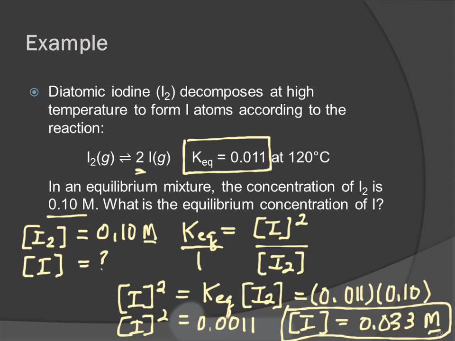You have to understand how to write the equilibrium expression from the balanced chemical equation. Products over reactants raised to the powers of their coefficients. Then look at the information that you're given. Sometimes they ask you for KEQ. They give you all the concentrations. Then you just plug the numbers in and do the math. If they're asking you for a concentration, then you have to rearrange the equation and then plug the numbers in and do the math.